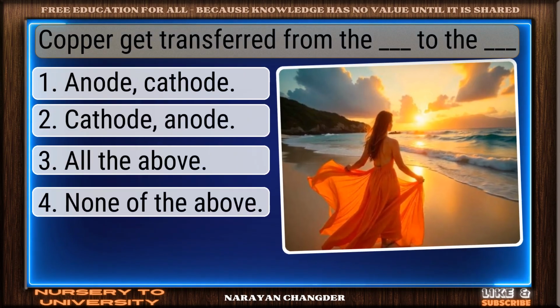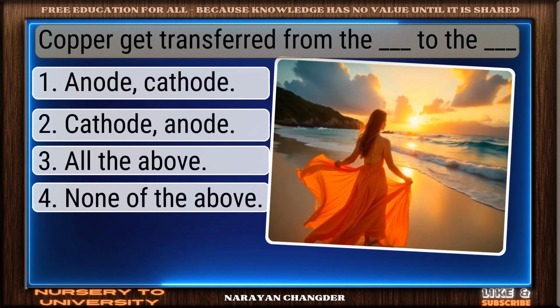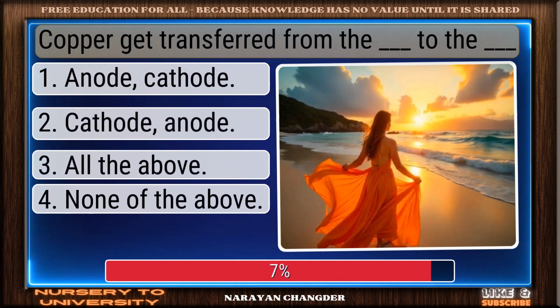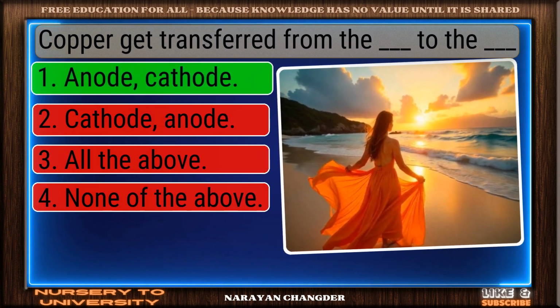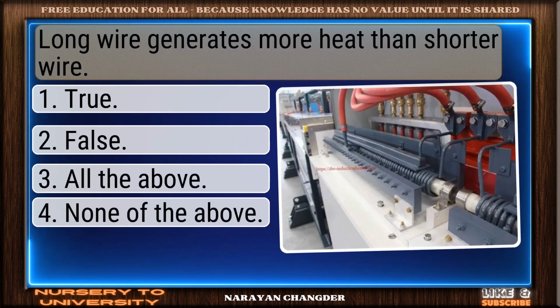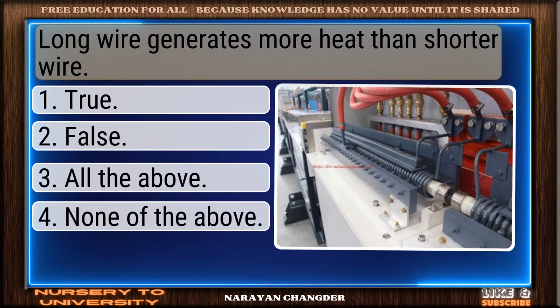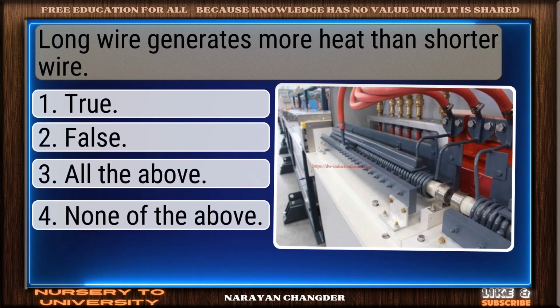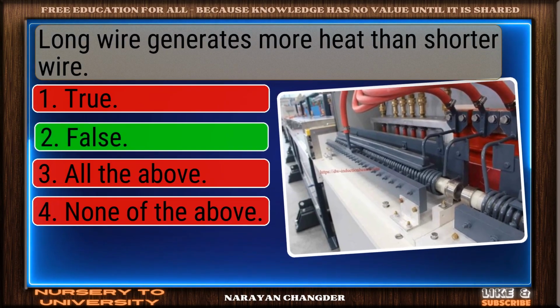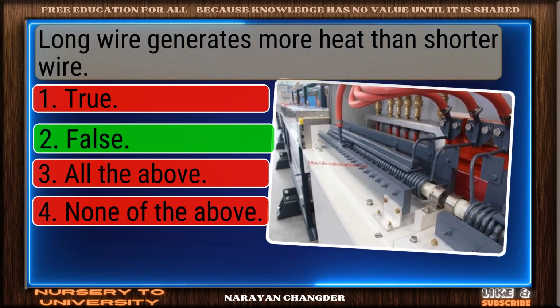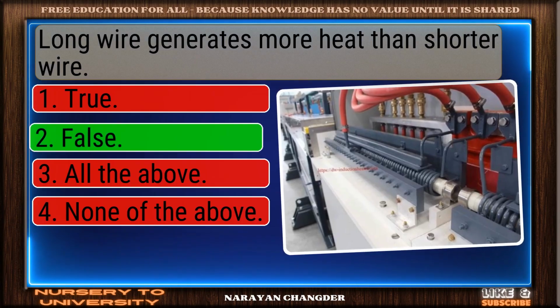Question number 70. Copper get transferred from the dash to the dash. On track. Anode, cathode is the correct answer. Question number 71. Long wire generates more heat than shorter wire. Exactly. False makes sense, and it is right choice.